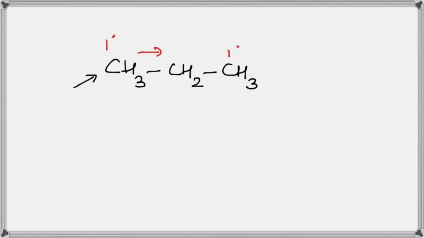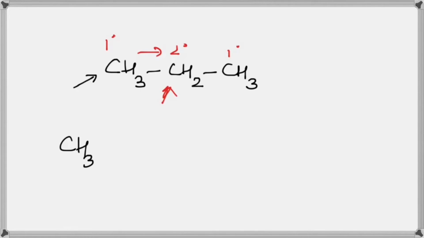And look at the center carbon atom. It is attached to two different carbons, one on the left and one on the right. So it has degree 2. That's how simple it is to decide the degree of carbon atoms.